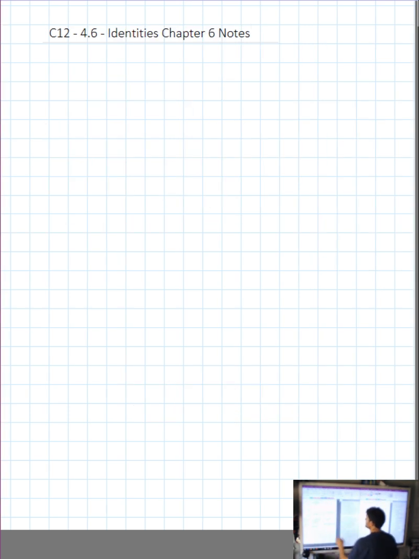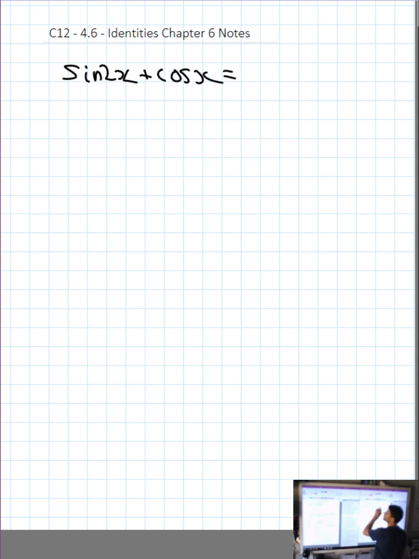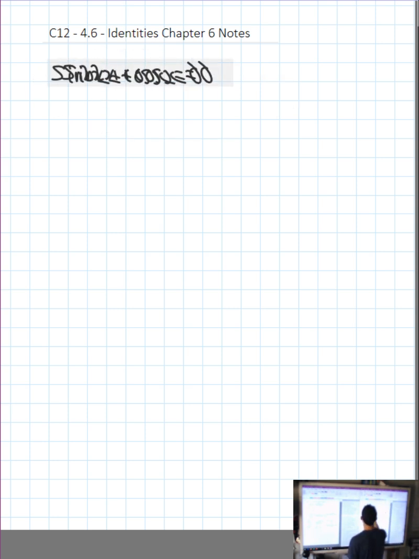Okay, identities. Let's take an example like sine 2x plus cos x equals 0. I'm going to shrink that up a tad and move it off to the left a little bit. So what is this? Well, we've seen this tiny little 2 before with the period change.